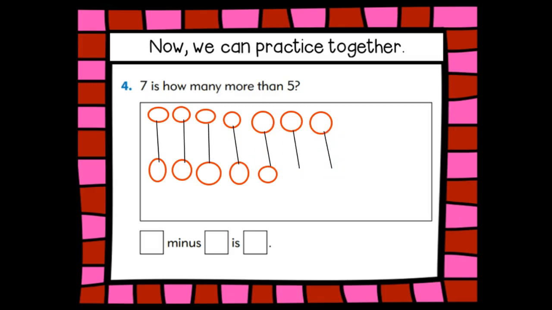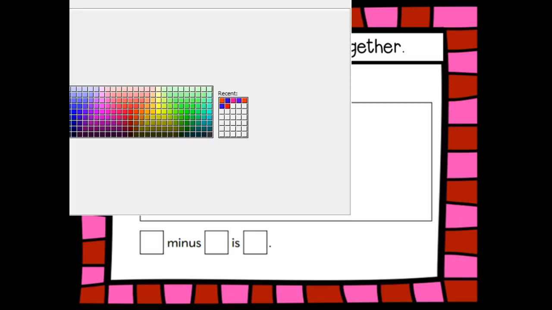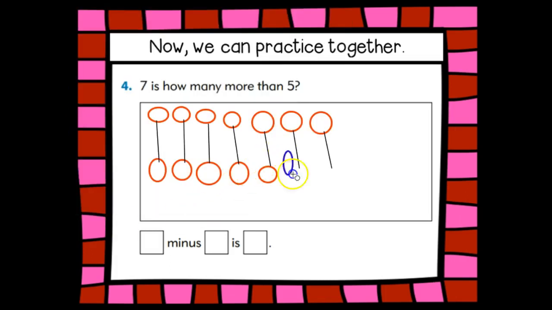1, 2, 3, 4, 5, 6, 7. And we need to compare and see how many does not have a match. And as you can see in this area, we have 1, 2 does not have a match. So 7 minus 5 is 2.